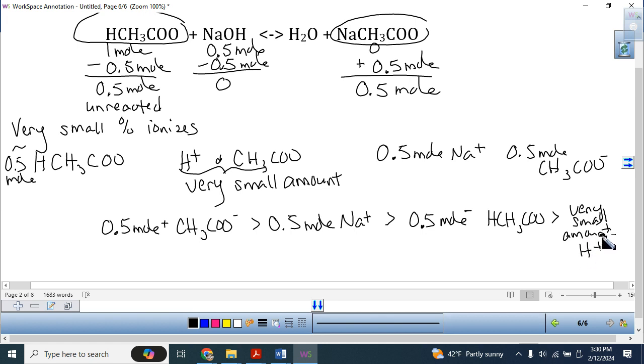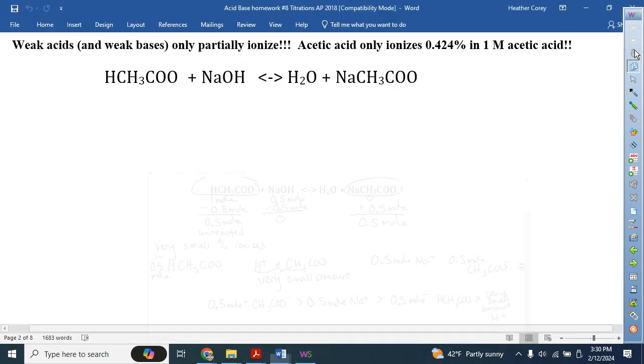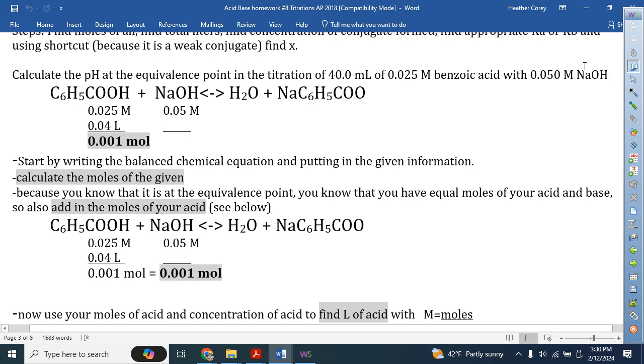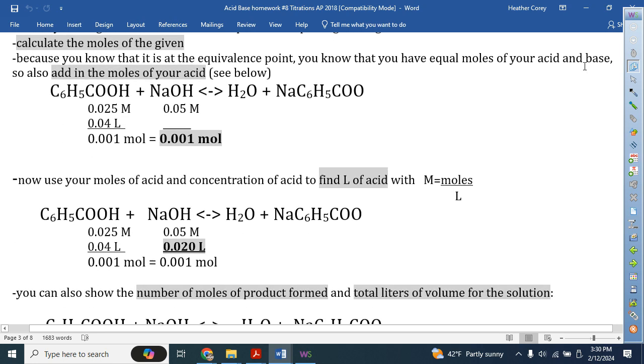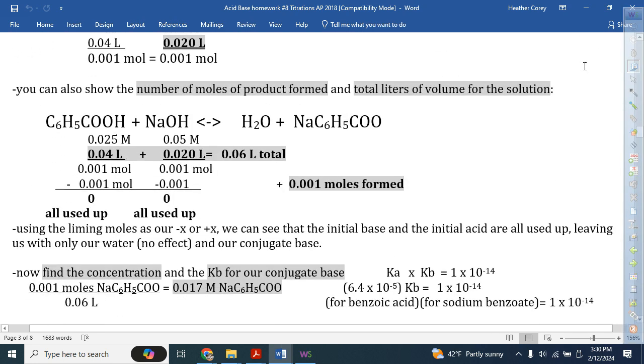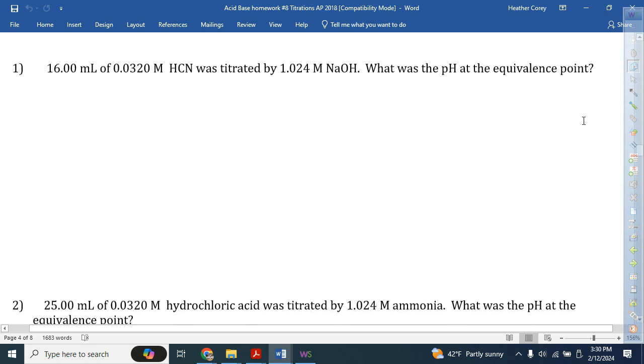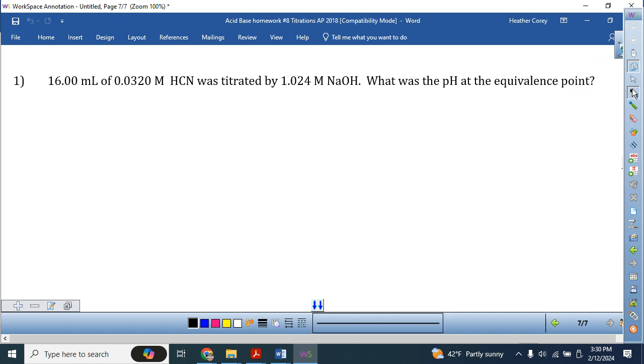Okay, so if we wanted to look at our species, this is what we have. This walks through the process of how to do a titration problem, and I'm going to walk you through one so you can see what that looks like.